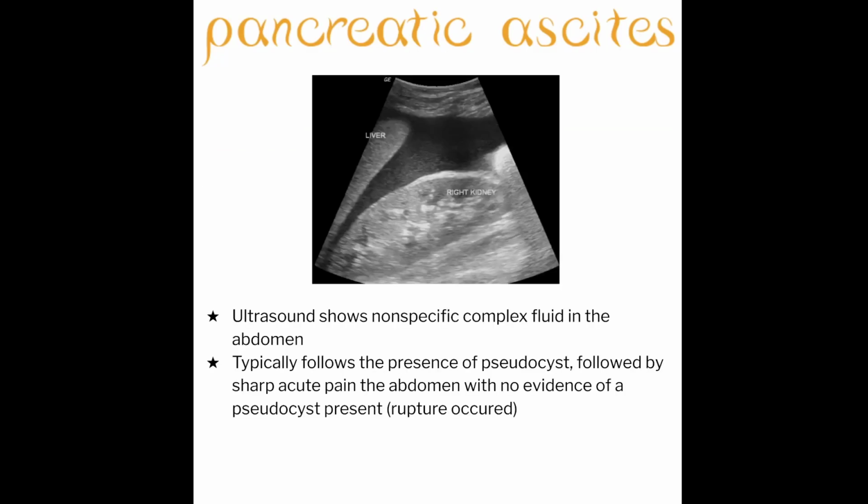So ultrasound is going to show non-specific complex fluid in the abdomen. That complex fluid, part of it means that there's going to be kind of like these free floating speckles within the fluid instead of it just being like a pure anechoic fluid. And then again, it is going to follow the presence of a pseudocyst. Maybe there one day, next day, there's no evidence of that pseudocyst, suggesting that there may have been a rupture.